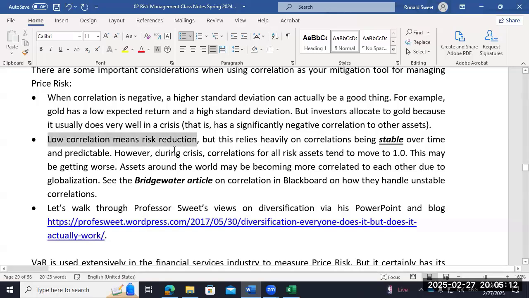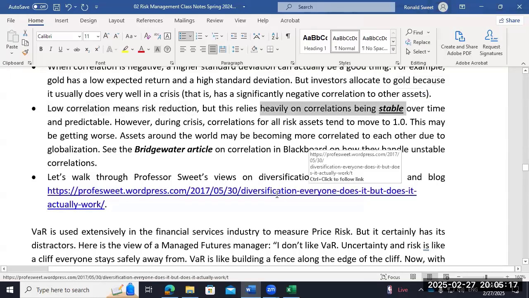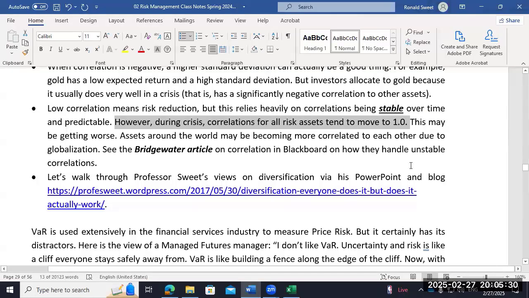Low correlation means risk reduction, but relies heavily on reliability. Just because two things are uncorrelated today doesn't mean they will be in the next crisis. And during a crisis, correlations can move in unexpected ways. Risky assets tend to all move together in a crisis, which is the worst thing for you. And then other times, like we're talking about with treasuries, they can help you a lot in a crisis, but kill you with inflation. So sometimes they help you, sometimes they hurt you.